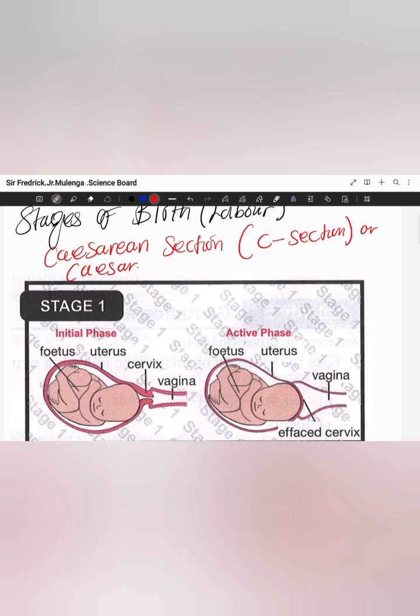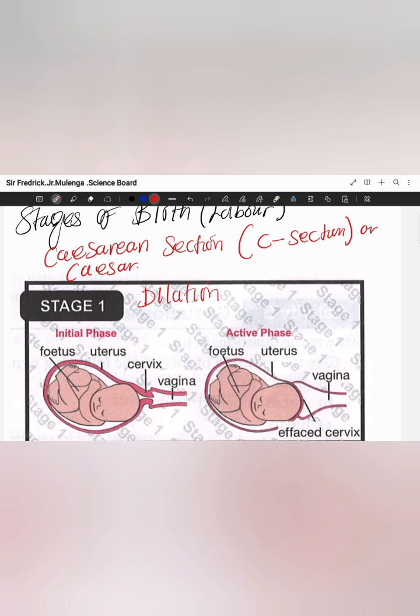I want you to pay attention to what events take place at each stage of labor or birth. So the first stage that you are seeing here is called dilation. Perhaps you are asking yourself, what does this word mean? Dilation simply means, in science, becoming wider or enlarged. So now, what is it that gets enlarged or becomes wider?